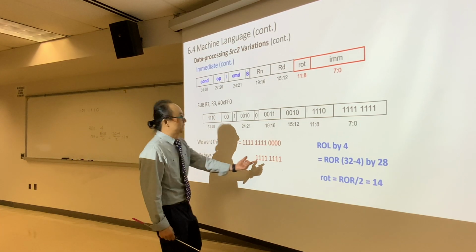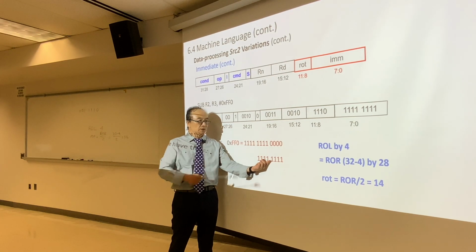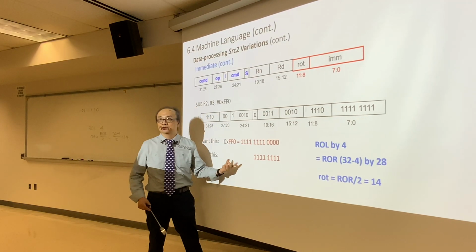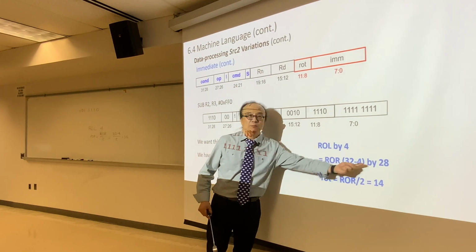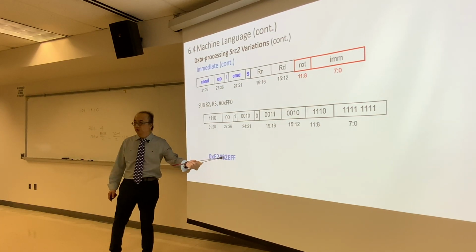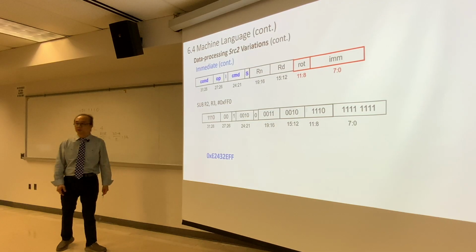Yeah, we have this, but we want this. So we need to rotate to the left or right. We need to rotate to the left by 4, which is the same as rotate right by 28. After we put that into hex, it should be this. So you want to copy that down as well.